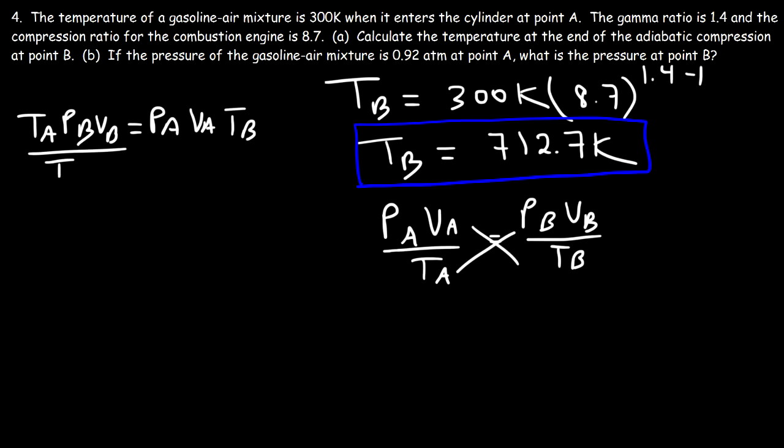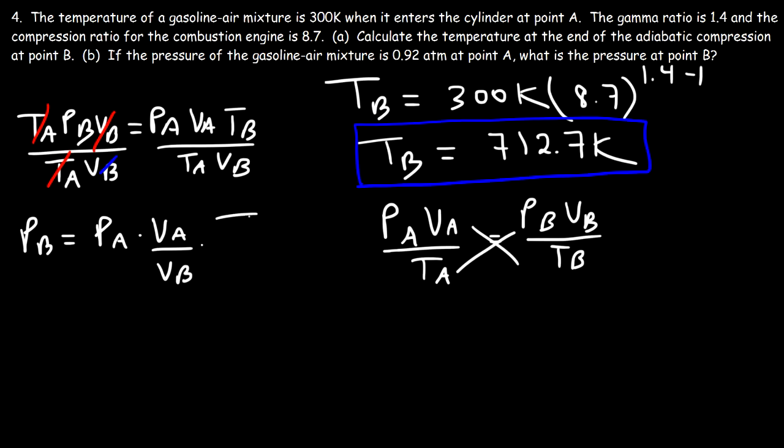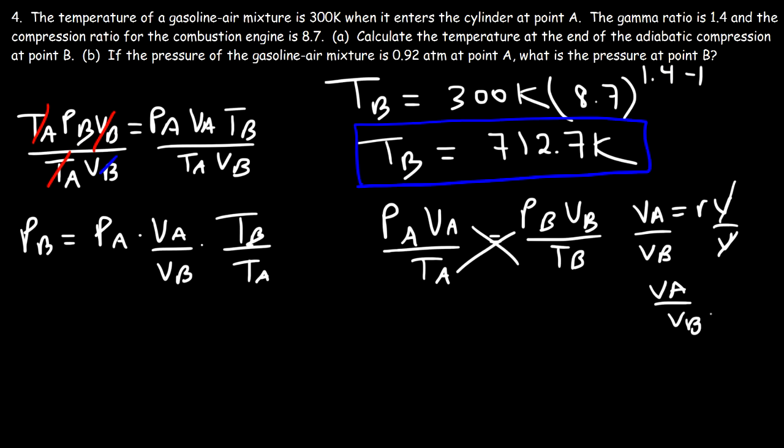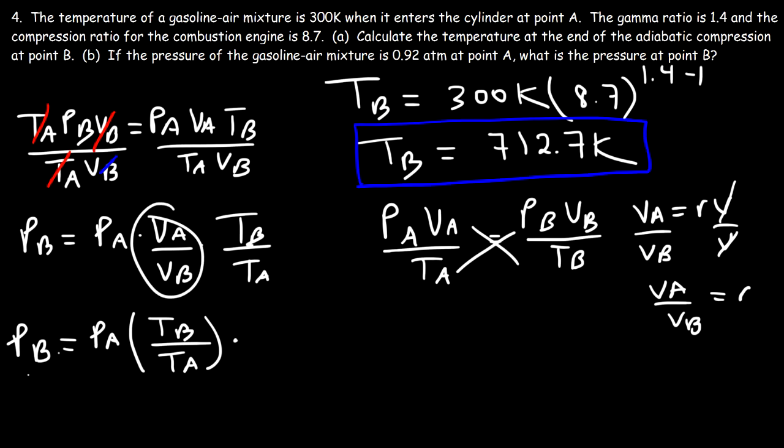So I'm going to solve for PB. I'm going to divide both sides by TA and VB. So the pressure at point B is going to be PA times VA over VB times TB over TA. And if you recall, we said that VA is equal to RV and VB is equal to V. So VA over VB is equal to the compression ratio R. So the pressure at point B is equal to the pressure at point A times the ratio of the temperature at B to the temperature at A times the compression ratio R.